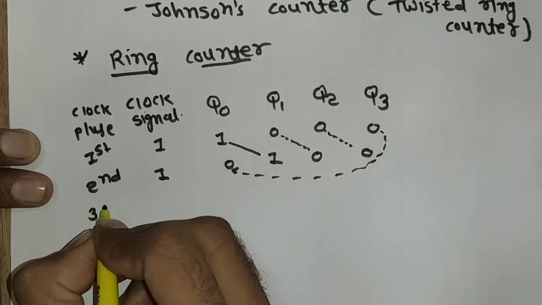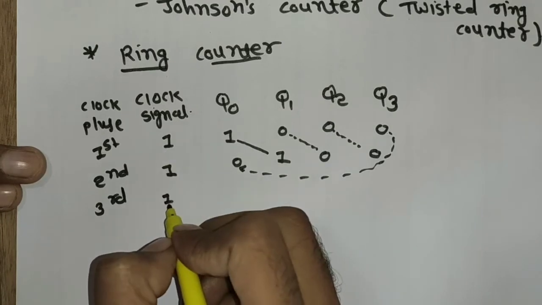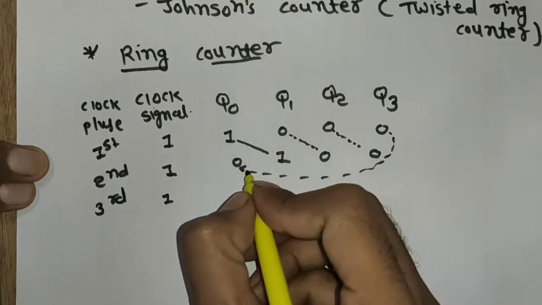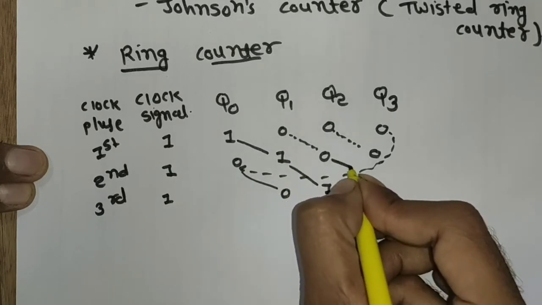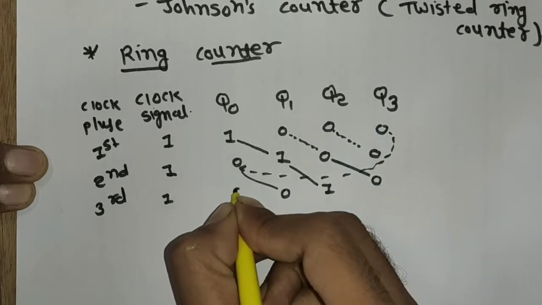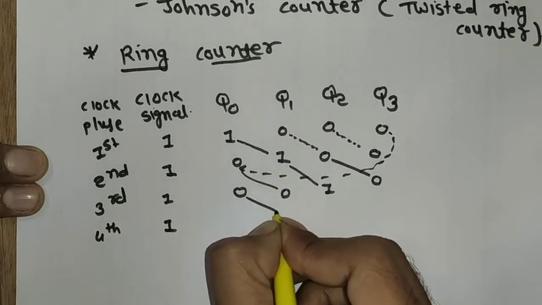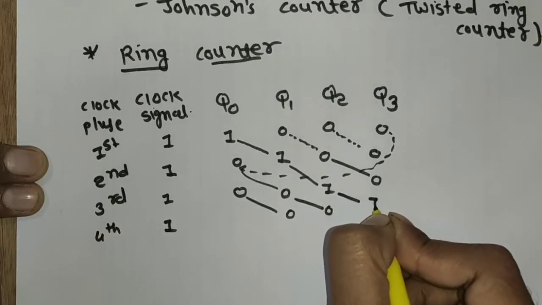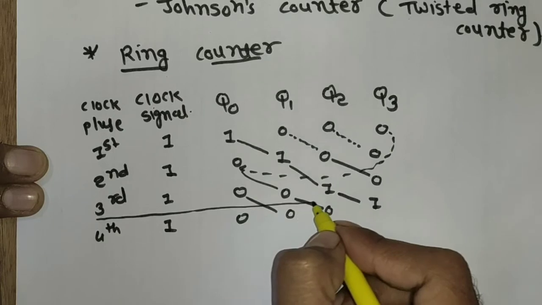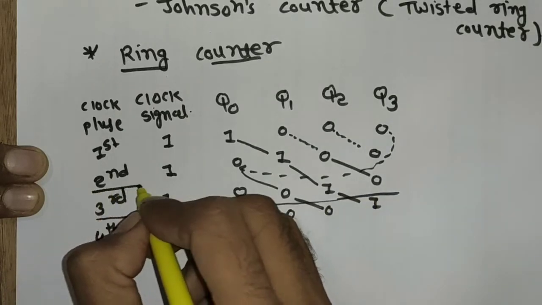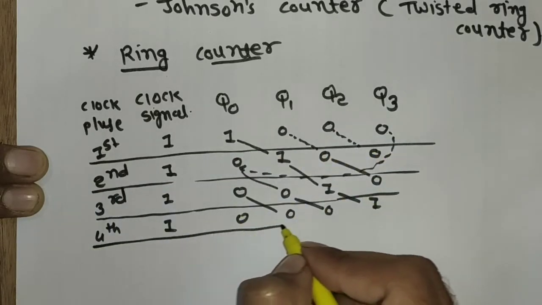Now the third clock pulse will be counted. Again the clock signal is 1, because for every clock pulse we apply positive level triggering. So that 0 is shifted here, that 1 is shifted here, that 0 is again shifted here, and this 1 comes back to the first. Now the next clock pulse comes. So that 0 comes here, that 0 comes here, this 1 comes here, and this 0 again comes here. This is the fourth clock pulse, and before it the second and first clock pulses. Now again the next clock pulse comes.